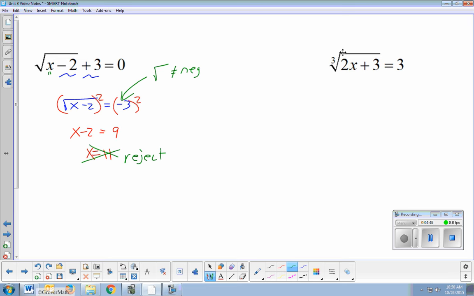All right, this one over here, the radical is alone, but this is not a square root. When you have this little 3 there, that means it's a cube root.